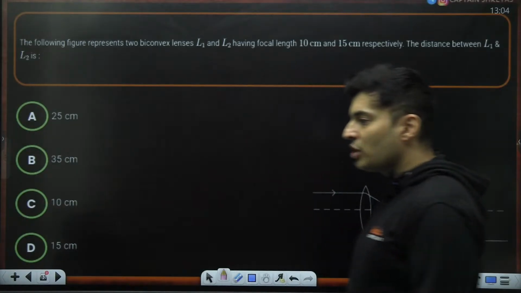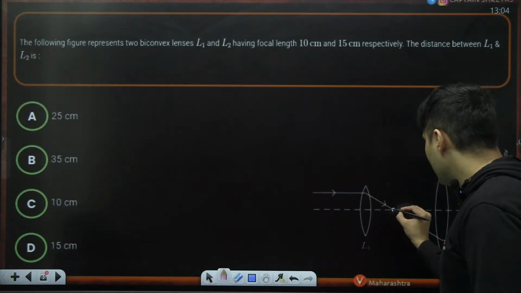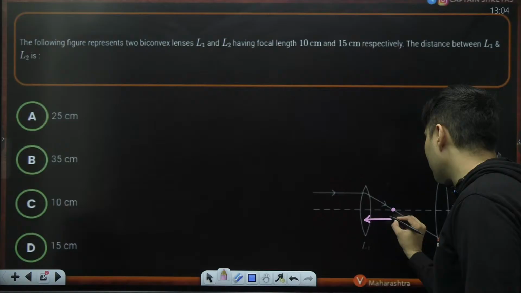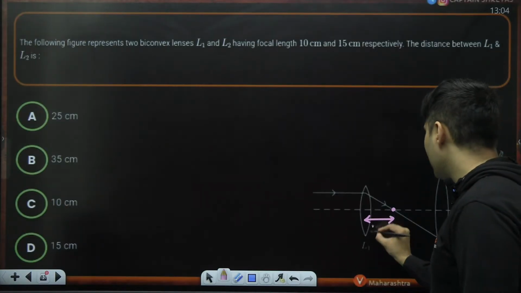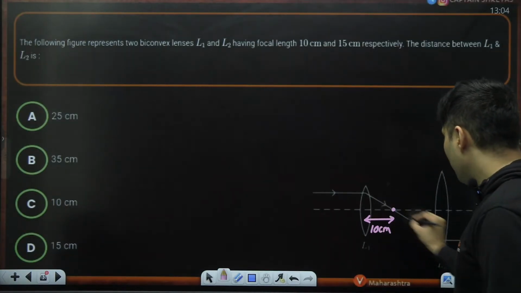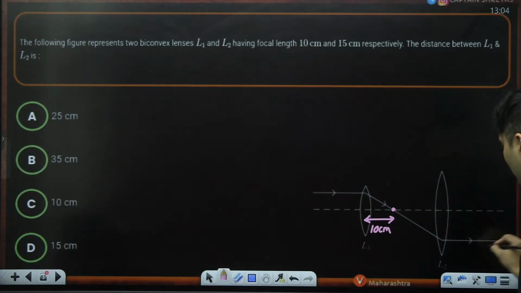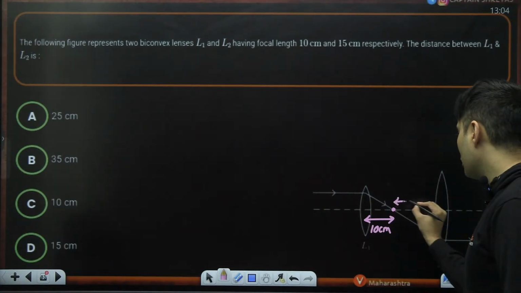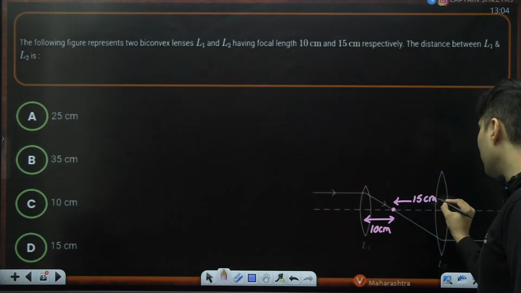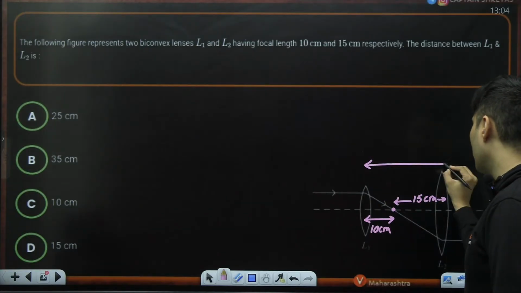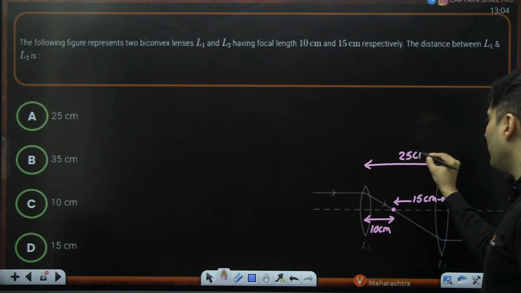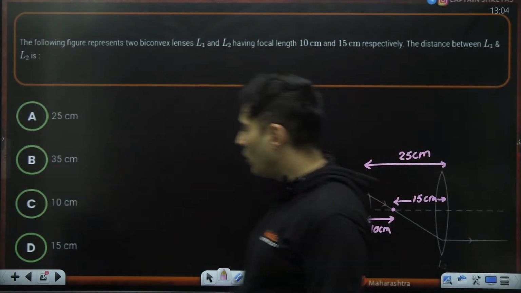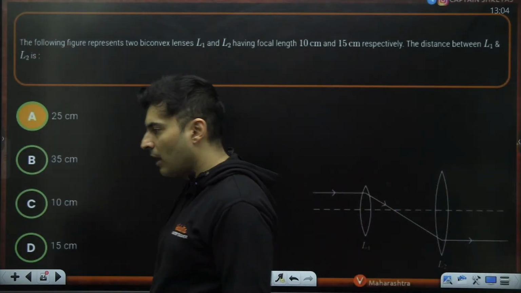The ray eventually becomes parallel. That means this should be the focal point of the lens 1. So this is 10 centimeters. A ray passing through the focus of the other lens becomes parallel. So this should be 15 centimeters. So naturally, the total distance should be 25 centimeters. Just check it out. So option A is the correct answer. How many of you are giving option A?